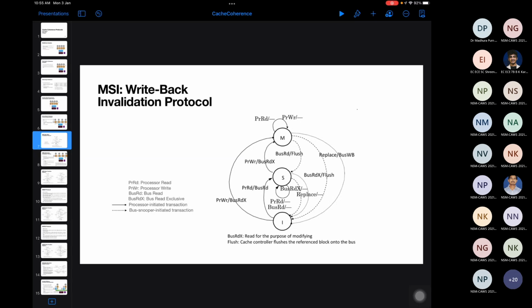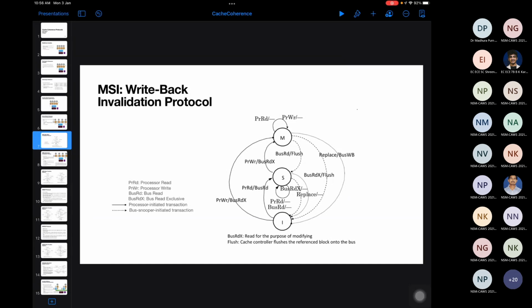So now the second scenario is core 2 has the data in a shared state, but core 1 wants to perform a write operation. What will be the state of core 2's block? Because when I say write operation, only one core should have the data. Even if the other cores have the data, they have to invalidate their copy. So that means core 1 is going to place a processor write. For that, it is going to initiate a bus readx signal. The moment any other core sees a bus readx signal, they are automatically going to invalidate their copy. That is what is reflected here.